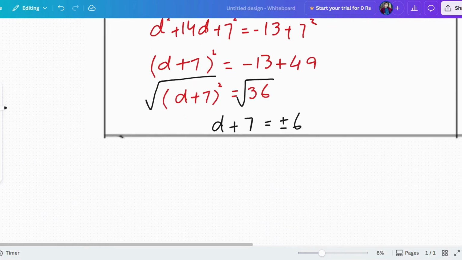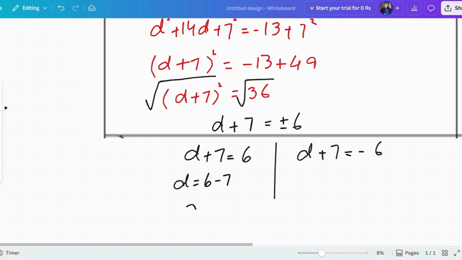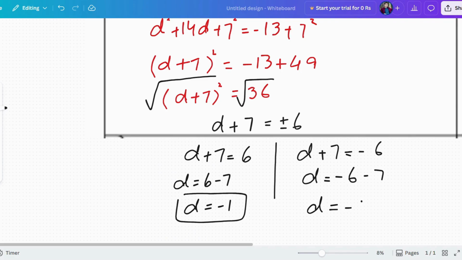So one time I will put it as a positive number, and one time I will put it as a negative number. So one time I will give it 6, and one time d plus 7 equals to minus 6. So d is equivalent to 6 minus 7, and d is equivalent to negative 1. For this one, d equals to minus 6 minus 7, and d equals to minus 13.